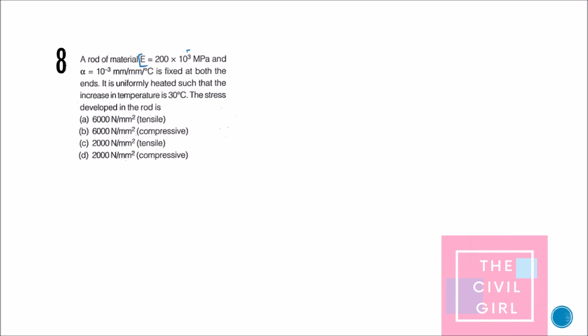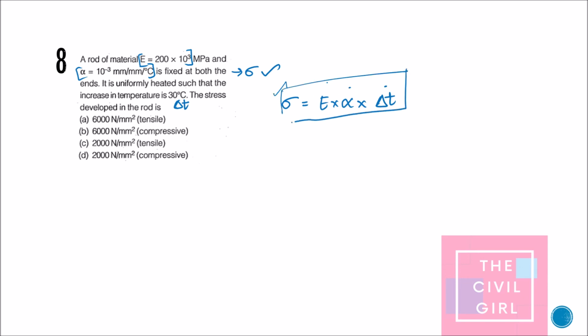Next question, E has been given, alpha has been given, and the rod is fixed at both ends. So it is fixed, therefore stress is present. It is uniformly heated such that the increase in temperature delta T is also given. The stress developed in the rod is what? So we have already seen stress is equal to E into alpha into delta T. So we know the E value, we know alpha value, we know delta T value. So I'm sure you guys will be able to find the answer for this one. I want you to comment the answers below for this question.